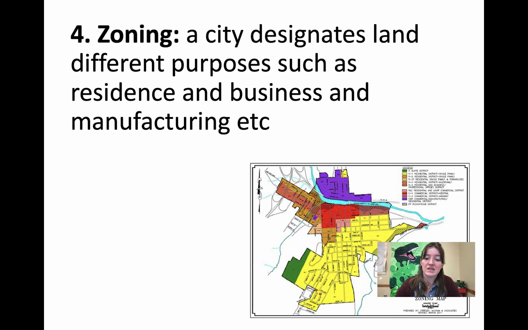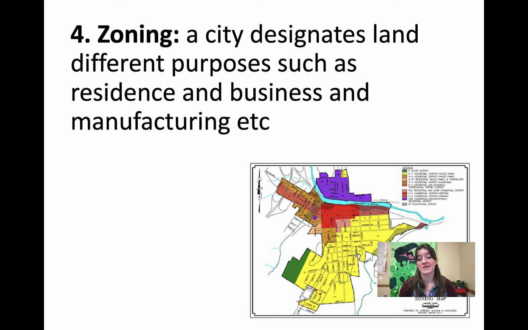So then we're going to get into zoning, and we've talked about this a little bit in class, but a city designates land for different purposes, such as residence and business and manufacturing. You can't build your house, generally speaking, next to a manufacturing zone. You can't build your house next to Walmart.